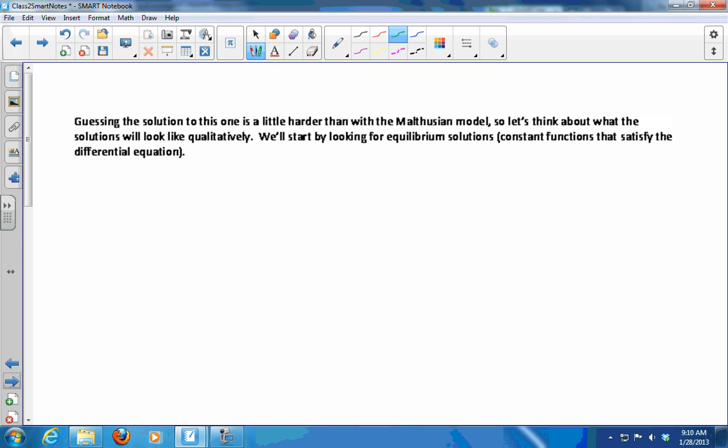So guessing the solution is a little harder than with Malthusian. We're going to think about what the solutions will look like qualitatively. So we're going to start by looking for equilibrium solutions. That's constant functions that will satisfy the differential equation. So I'm looking for solutions that look like this: P of t equals some constant that will satisfy my differential equation.